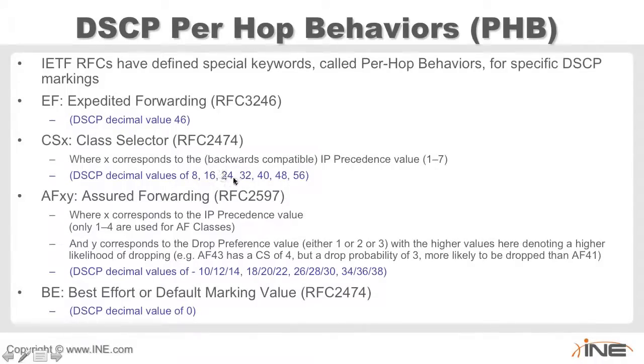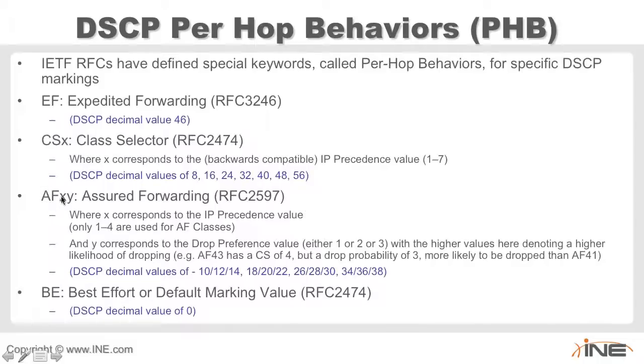So the decimal values between IP precedence and DSCP are different. However, that's the reason we have these per hop behaviors, so that it's easy to visually or even audibly remember. If we're talking about CS3, we're talking about the class selector 3, which is backwards compatible to IP precedence 3. Hopefully that makes sense. If not, you might want to pause and go back and listen to that again, to understand that, because we're moving on to AF, assured forwarding.